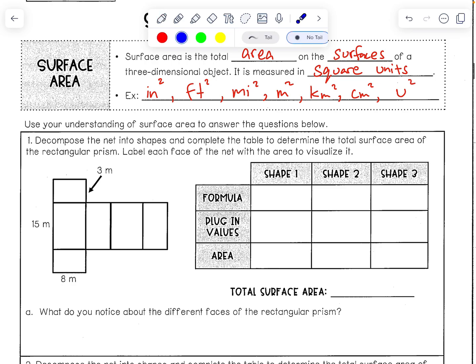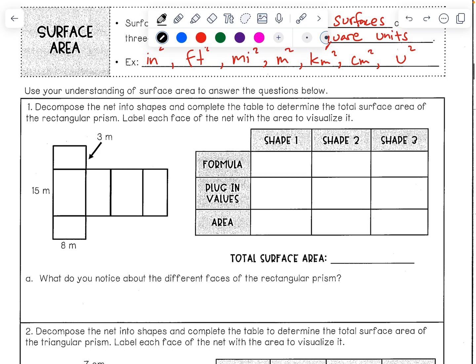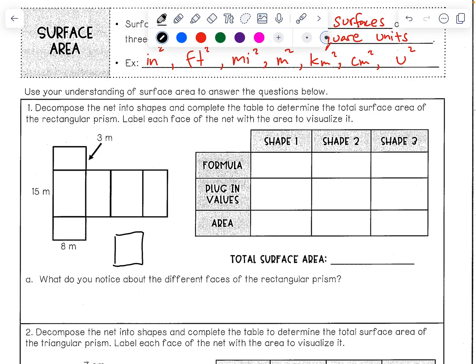So we are going to decompose this net into shapes, complete the table, and determine the total surface area of the rectangular prism. Label each face of the net with the area to visualize it. What we have here is a rectangular prism, so I should probably draw a picture for you. Let's make the front kind of wide like that, and then a narrower top of the box, and kind of smaller on the side. All right, there we go. We have our box.